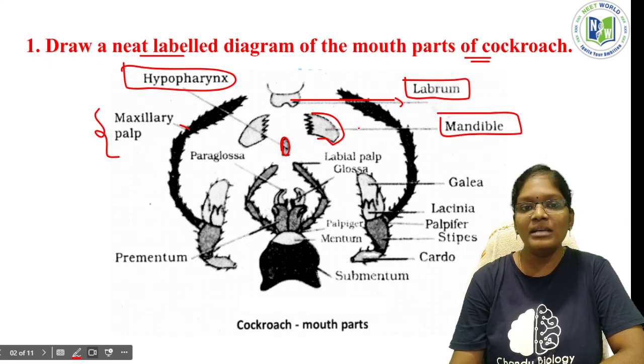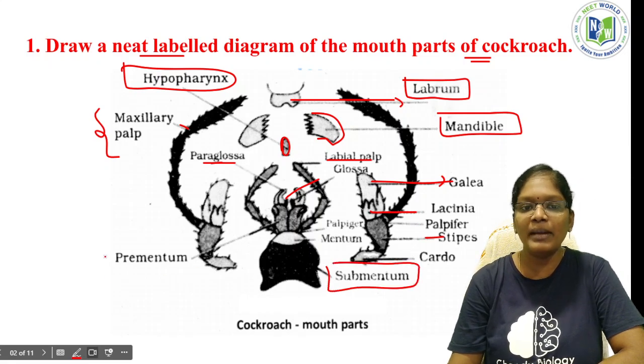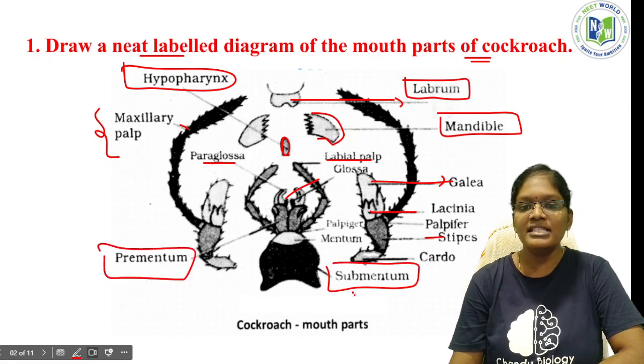Okay, so the mandible and maxillae are meant for chewing purposes, and there is a paraglossa, and this is a labial palp, and this is a glossa, and this is a galea, and this is a lacinia, and this is the stipes and submentum. Then the prementum, and this is a submentum.